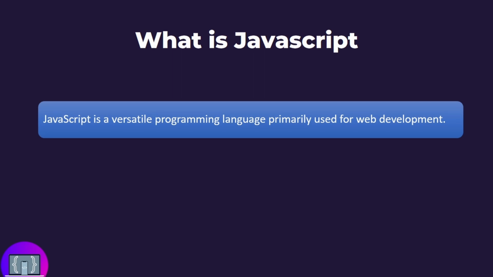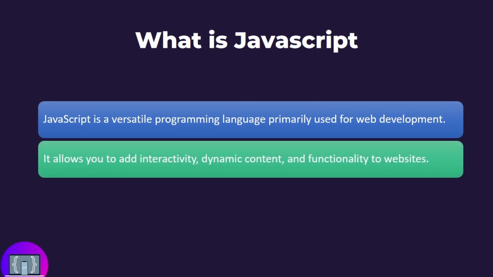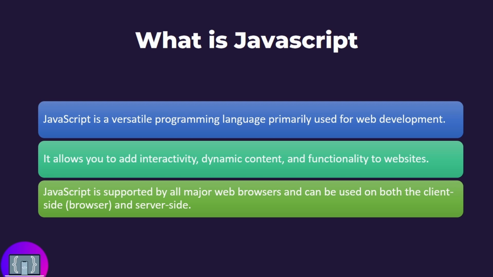Okay, so what is JavaScript? JavaScript is a versatile programming language primarily used for web development, and as we know, it's used for making interactive, dynamic content websites with functionalities in them. JavaScript is supported by all major web browsers and used on both the client side, which is in your browsers, and on the server side as well.